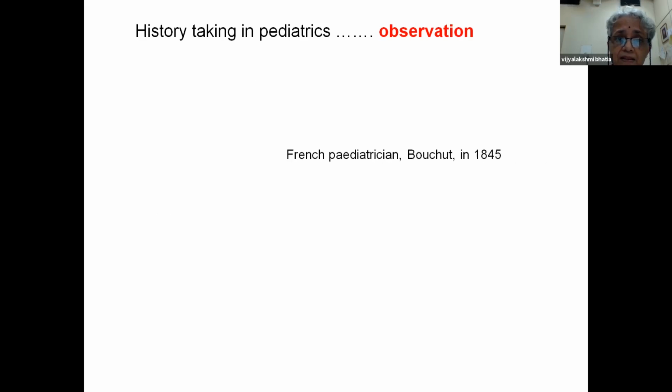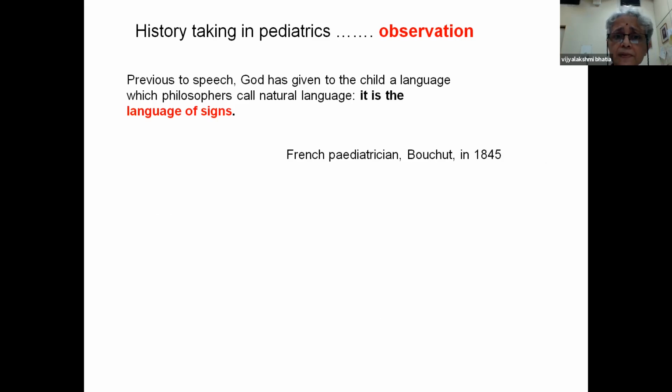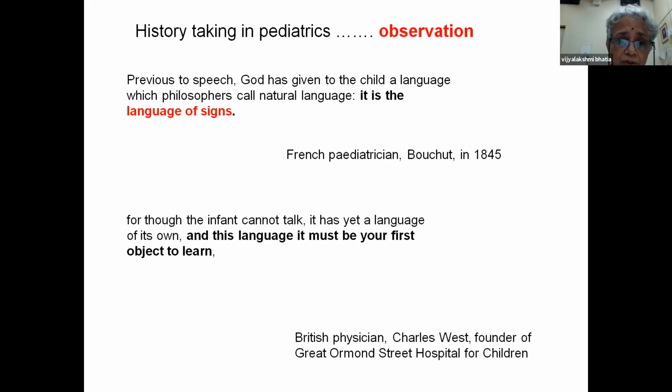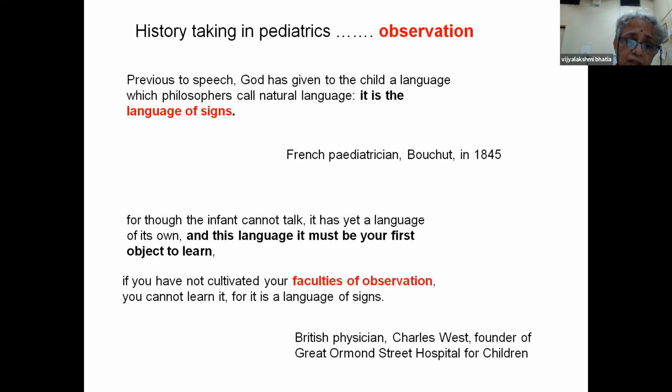One of the famous pediatricians said, previous to speech, God has given to the child a language which philosophers call natural language. It is the language of signs. And the famous founder of the Great Ormond Street Hospital for Children said, for though the infant cannot talk, it has a language of its own, and this language it must be your first object to learn. So these people are emphasizing that observation takes the place of history taking in pediatrics. If you have not cultivated your faculties of observation, you cannot learn it because it is a language of signs.